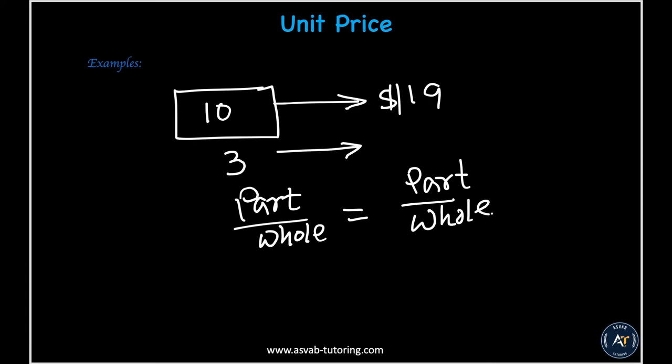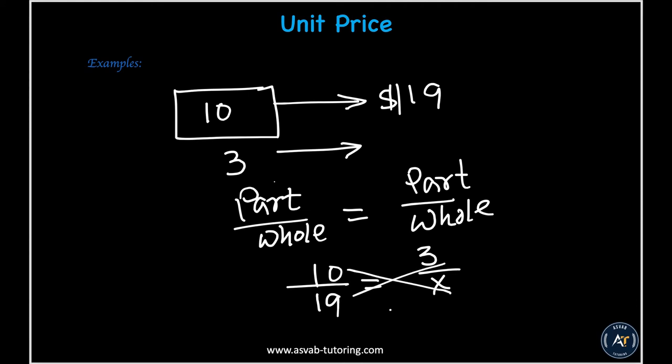So the formula is part over whole. So let's write that down and solve it. So you have 10 packs of candy cost $19 equal 3 packs of candy cost $X. So you need to solve for X. So keep that in mind. You see, on the left side, I put number of candy on the top. You have to do the same thing on the right side. Let's cross multiply. So multiply this and that.